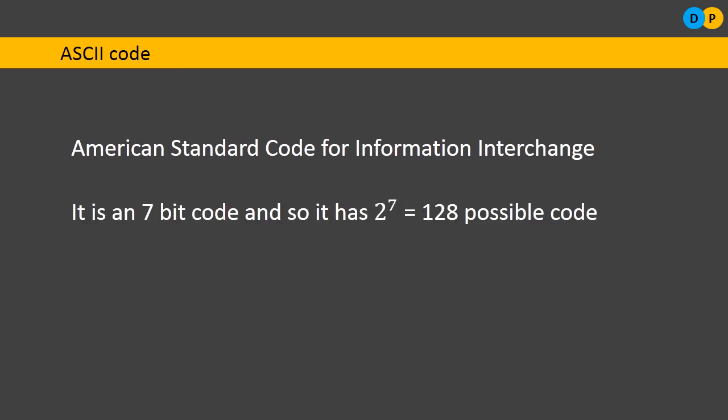So it is a 7-bit code, and 2 to the power 7 is equal to 128 possible codes. So for each and every alphabet, digit and special symbol there will be an ASCII code.